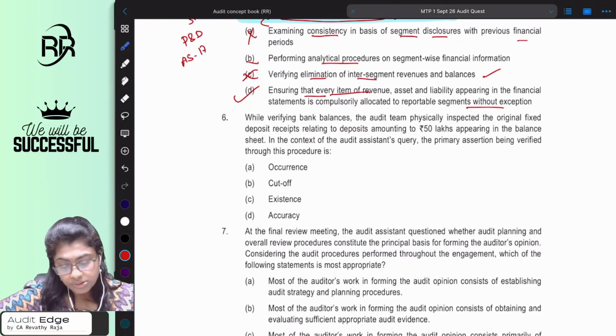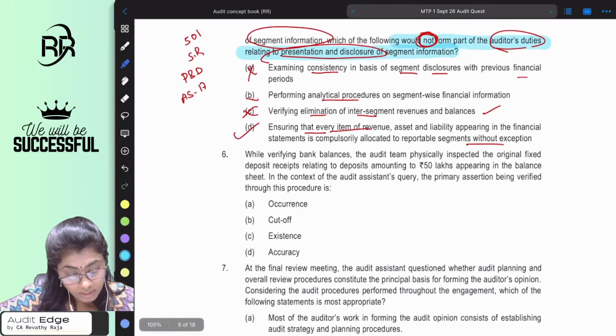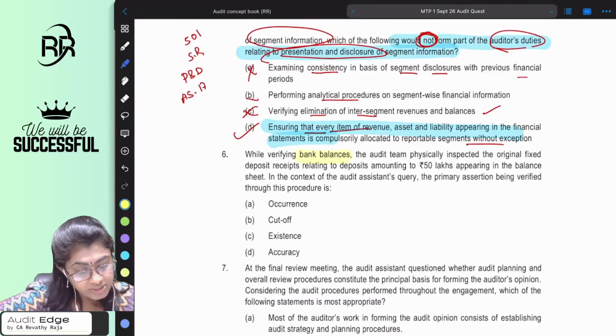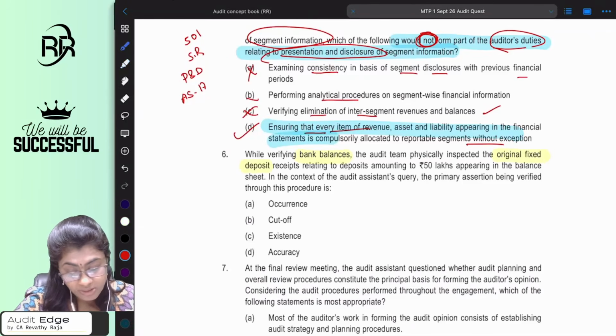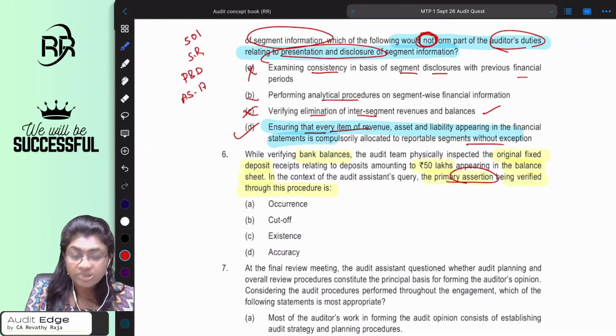Okay, let's go to Q6. Where is Q6? Here. While verifying the bank balances, the team physically inspected the original FD, fixed deposit receipts relating to the 50 lakhs in the balance sheet. In this context, the primary assertion being verified is, the second question, which assertion are they checking?